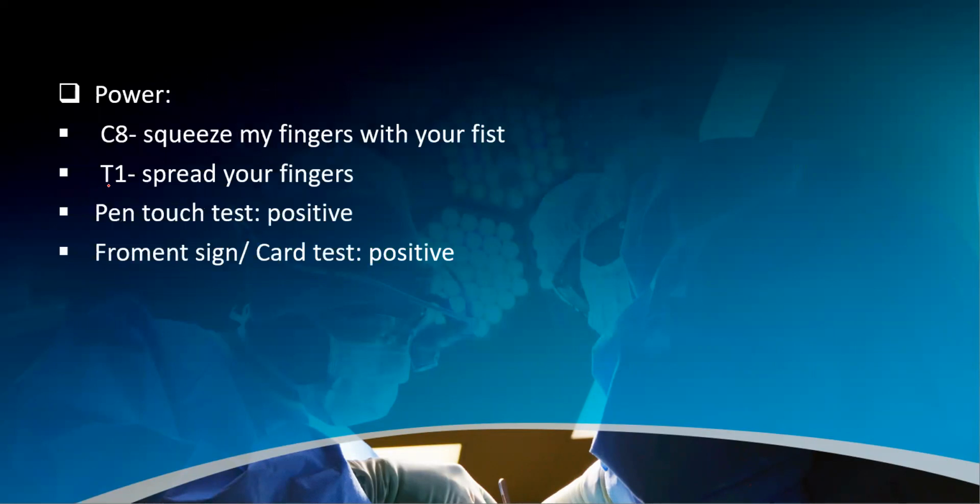Lastly, just talk about two things. That means the power. In here, even if you don't check C8 T1 power, that's fine. They're not going to bother with that. But you have to do these two things. One is the pen test, another is the card test or Froment sign. The pen test looks for median nerve injury. Froment sign looks for ulnar nerve injury.